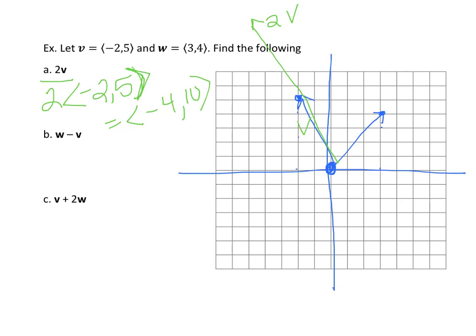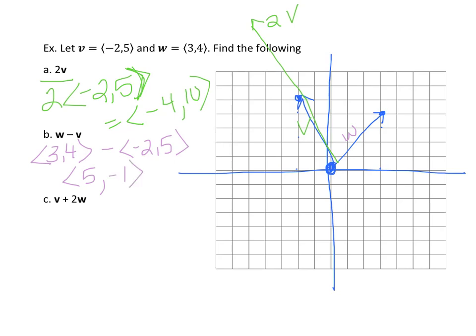w minus v means I have to start with w and I subtract v. So I'm going to do w, which is 3, 4, subtract v, negative 2, 5. You just add their components together. 3 minus negative 2 is going to be 5. 4 minus 5, negative 1.